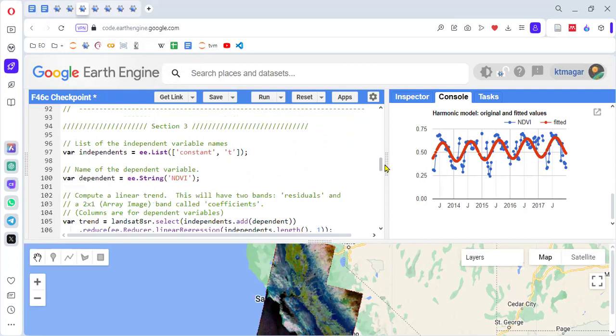And we get something like this, a sine wave-like graph, or the sine wave-like fitted trend line. So basically the curve is in sine wave-like form.